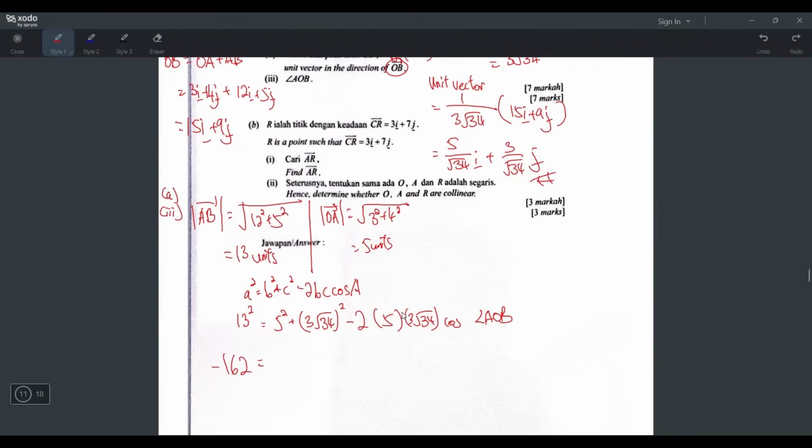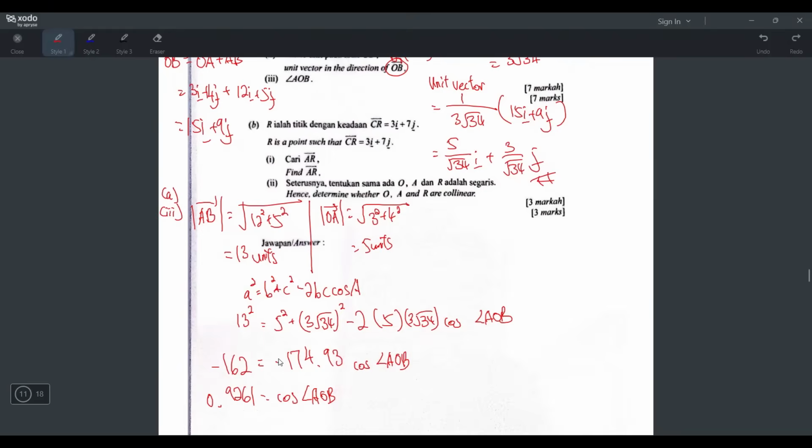I'm pressing my calculator. Negative 2 times 5 times 3 square root 34, negative 174.9283. And then here is cos AOB. Now the cos AOB, I'll leave it here. I'll use the answer button. Negative 162 divide answer. Using the answer button is more accurate. 0.9261, I'll write 4 significant figures. And then shift cos answer, 22.17 degrees. But I usually write in degrees and minutes. So 22 degrees 10 minutes is the answer.